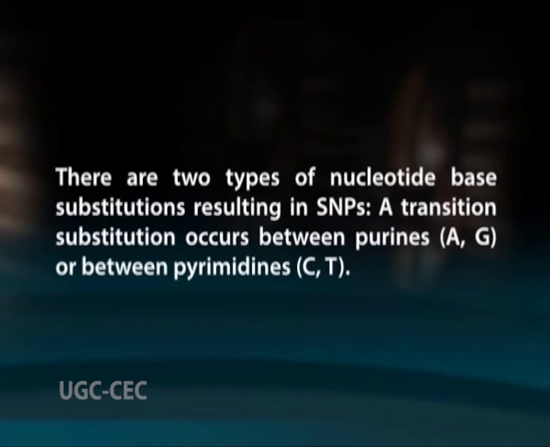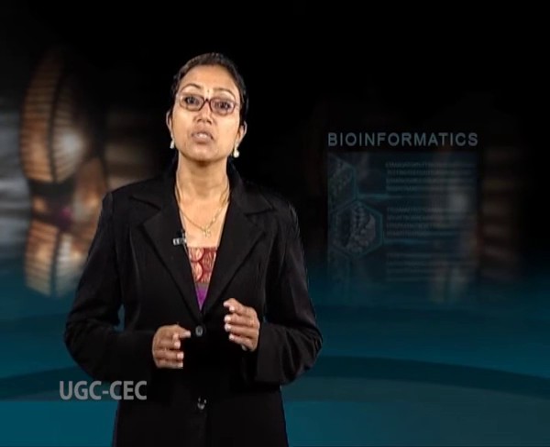There are 2 types of nucleotide base substitutions resulting in SNPs. A transition substitution occurs between purines, A and G, or between pyrimidines, C and T. These types of substitution constitute 2/3 of all SNPs. A transversion substitution occurs between a purine and a pyrimidine.